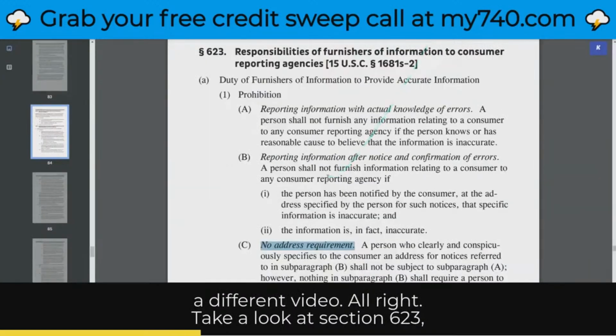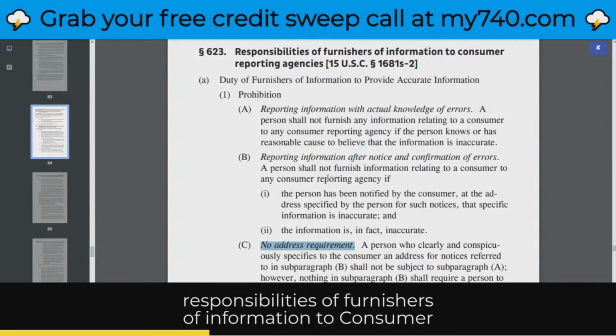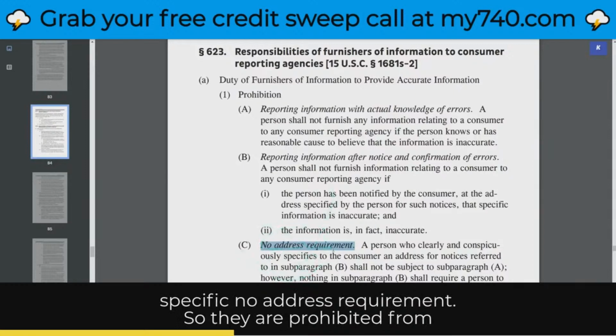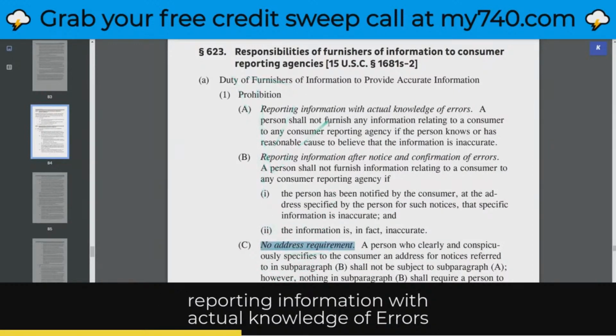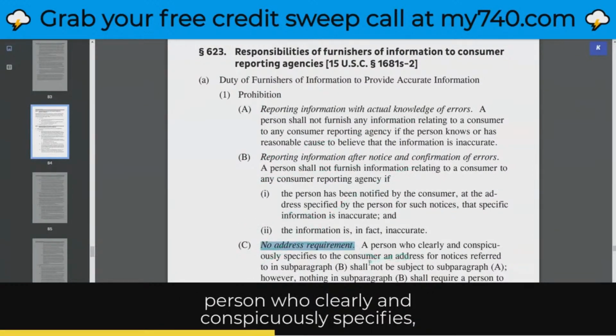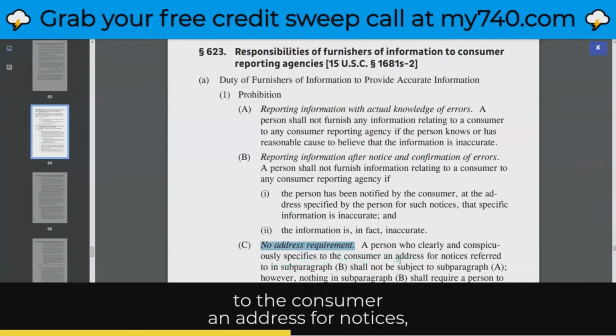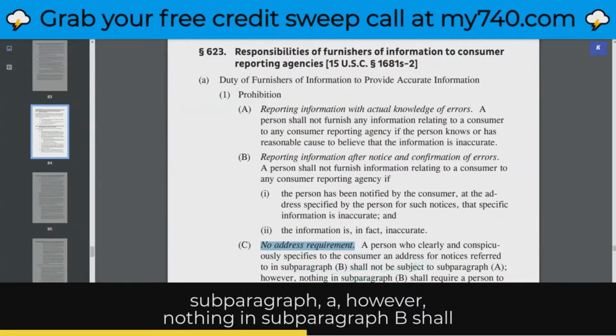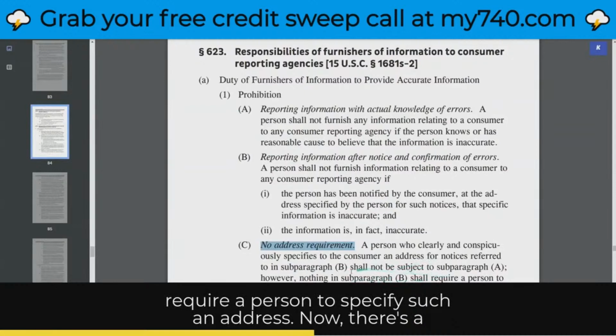All right, take a look at Section 623, Responsibilities of Furnishers of Information to Consumer Reporting Agencies. And we're looking at something very, very specific, no address requirement. So they are prohibited from reporting information with actual knowledge of errors, reporting information after notice and confirmation of errors, and let's take a look at this, no address requirement. A person who clearly and conspicuously specifies to the consumer an address for notices referred to in subparagraph B shall not be subject to subparagraph A. However, nothing in subparagraph B shall require a person to specify such an address.